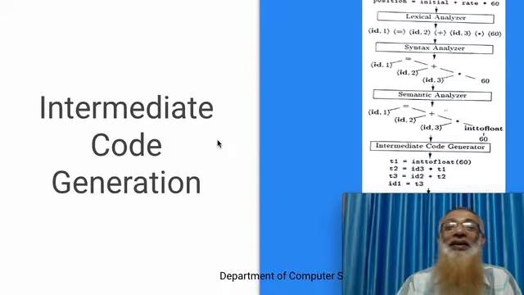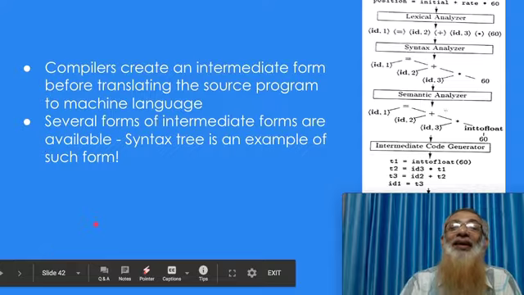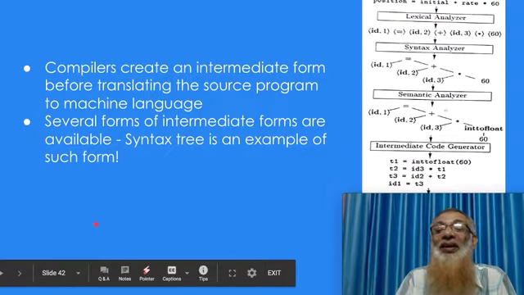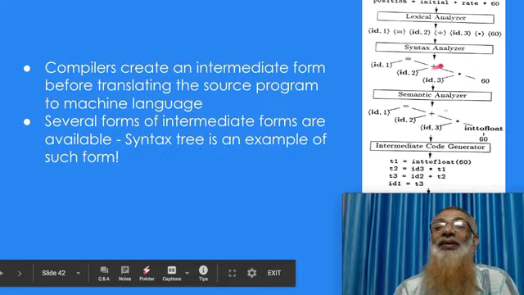Now let us see what is meant by intermediate code generation. Once the source code is lexically, syntactically and semantically correct, after the lexical analyzer, syntax analyzer and semantic analyzer phases, an intermediate code will have to be produced. Actually, this is also an intermediate representation.